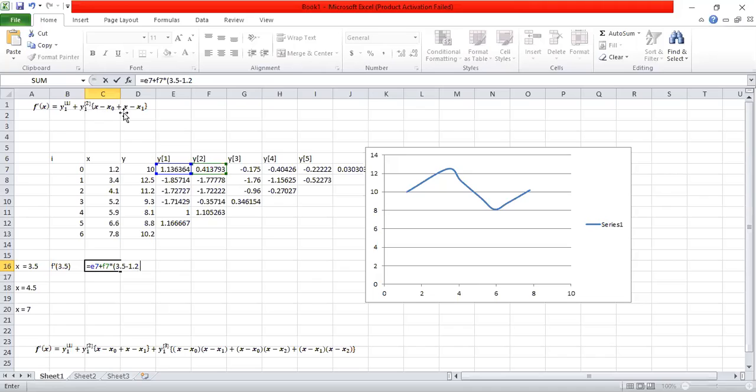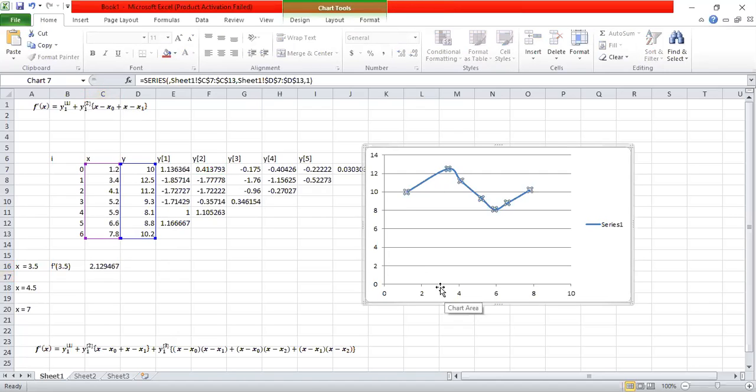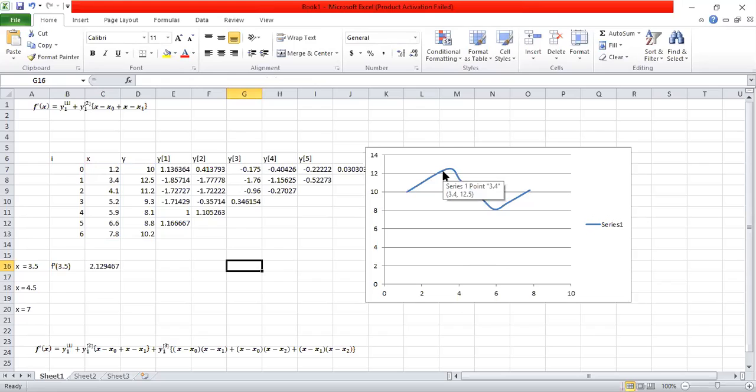In fact, after that, there is x minus x1. So x is 3.5. There has to be an addition. 3.5 minus x1, and x1 is 3.4. And a second degree estimate of the first order derivative at 3.5 is obtained. It is 2.15. Now, if we look at the data, 3.5 is somewhere here, and this value that we have obtained as 2.129 is the slope of the tangent. So somewhere here, the slope of the tangent is 2.